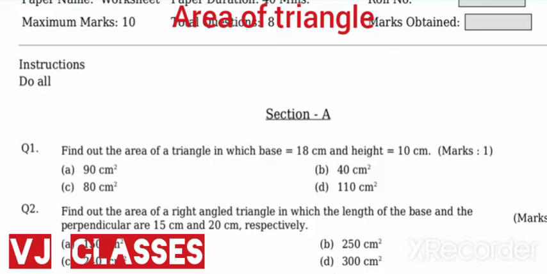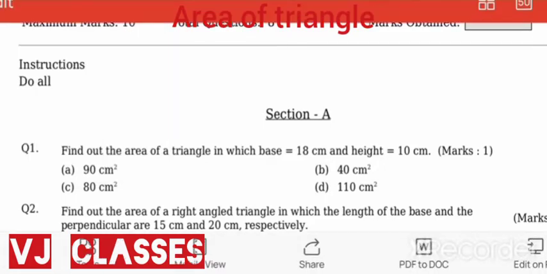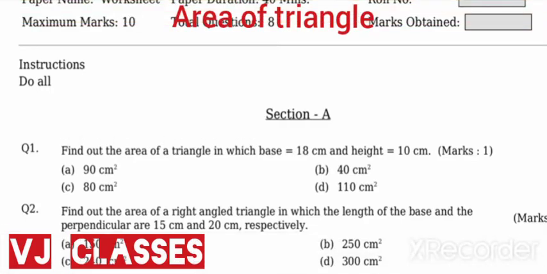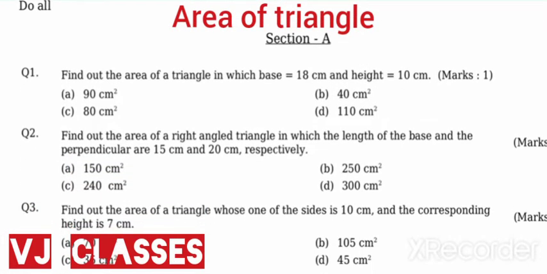है रिलेटेड पेरीमीटर एंड एरिया चैप्टर से। तो आज का टॉपिक हमने लिया हुआ है एरिया ऑफ ट्रायंगल। सो फर्स्ट क्वेश्चन, लेट्स स्टार्ट। फर्स्ट क्वेश्चन इन दिस वर्कशीट इज फाइंड आउट the area of a triangle in which base and height is given.